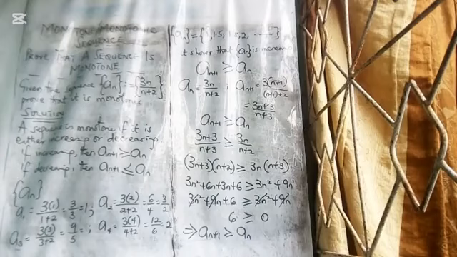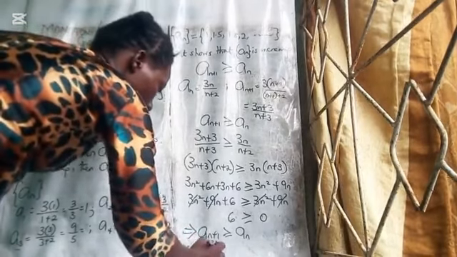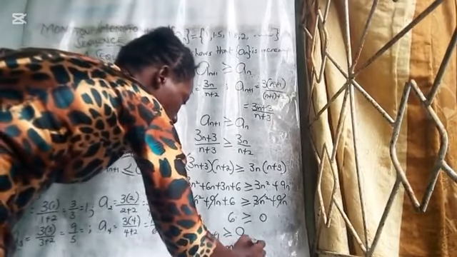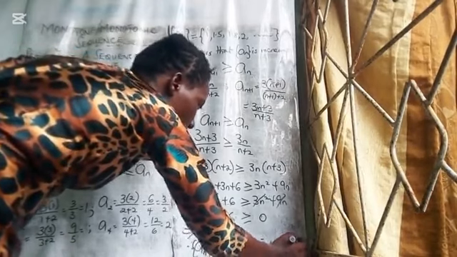And we can say that truly the sequence a sub n is monotonic increasing. It is monotonic increasing. We'll take another example.